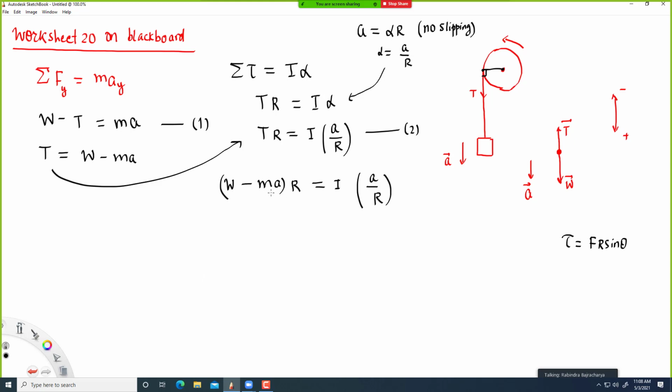Now all you need to do here is write this equation in terms of A, because we are looking for A. So let's call this equation 3. Write equation 3 in terms of A. So let's do that. W is weight, M times G, mg.